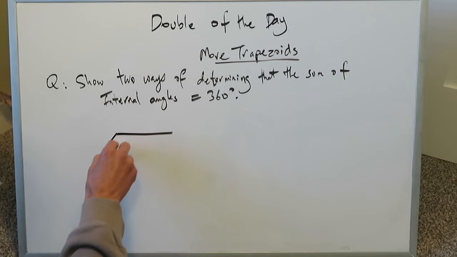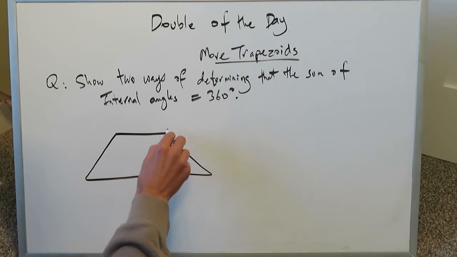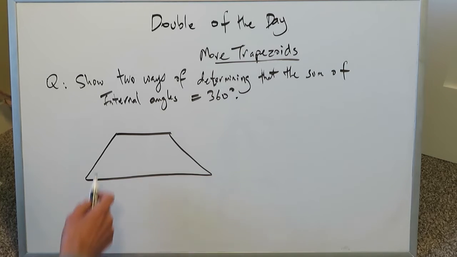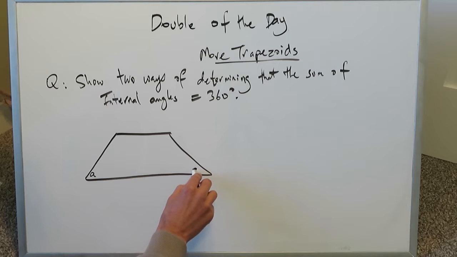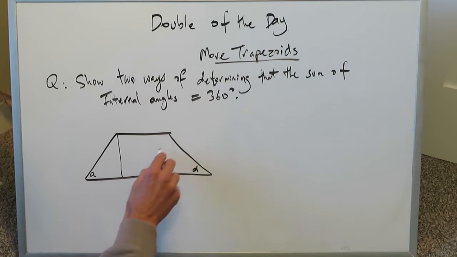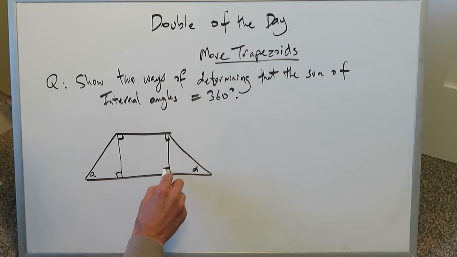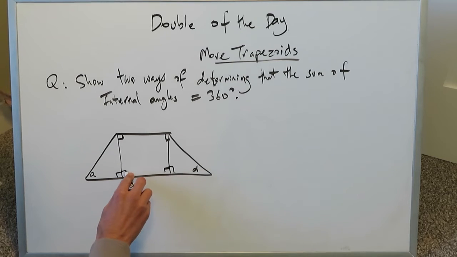We'll draw a trapezoid. We know a trapezoid will generally have two obtuse angles and two acute angles. How can we do this in one way? Well, how about we call this A over here, we'll call this D here, and we'll make this little rectangle here. It could be a rectangle or a square, it doesn't matter, but when we make these two perpendicular lines, we end up with right angles, don't we? These are right angles here.